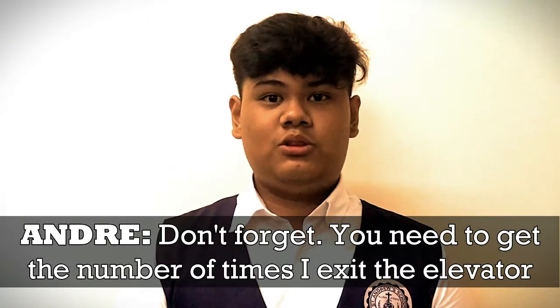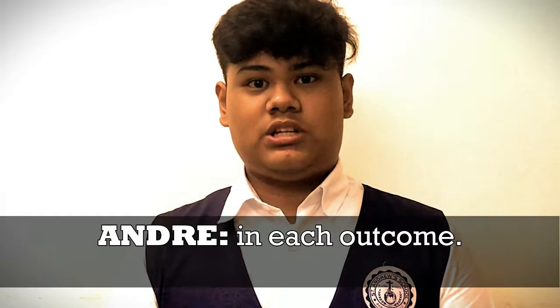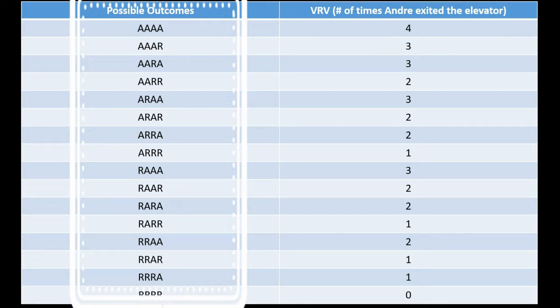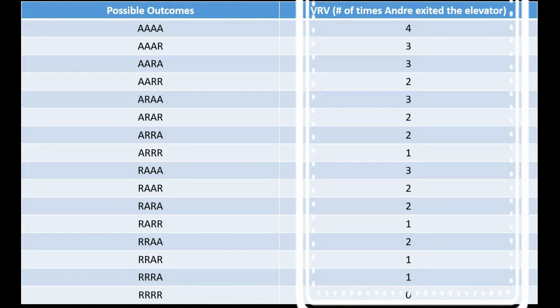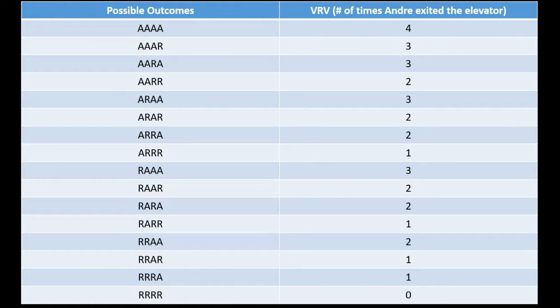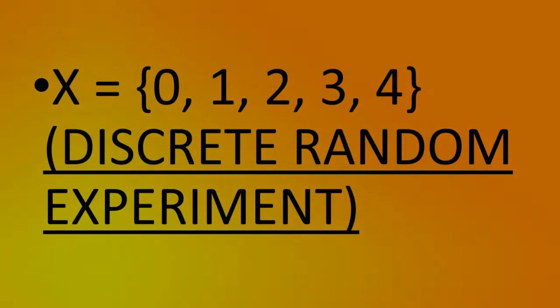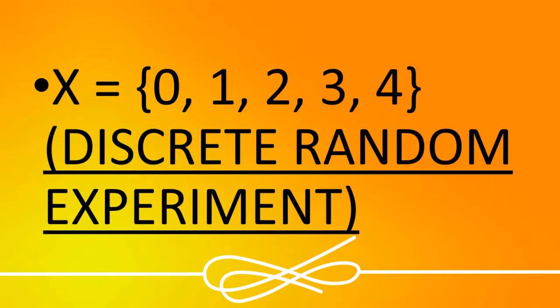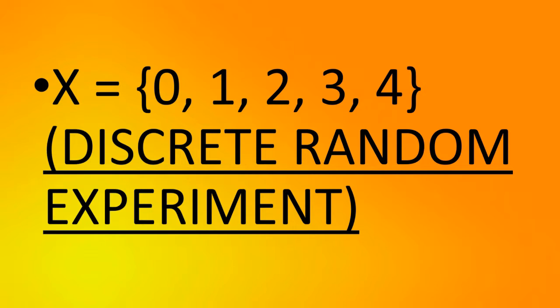Don't forget, you need to get the number of times Andre exits the elevator in each outcome. To get the values of random variable x, we created this table with the first column for the outcomes and the second column for the values of random variable x. What we did was to count the number of A's in each outcome to get the values. There are 4 A's in outcome AAAA, making the first value 4, and so on. From the table, we can make out the values 0, 1, 2, 3, and 4. This means our random experiment is discrete because there are 5 values of random variable x.